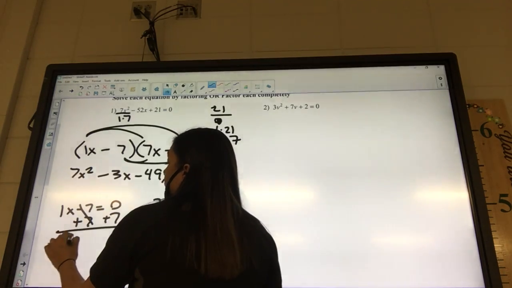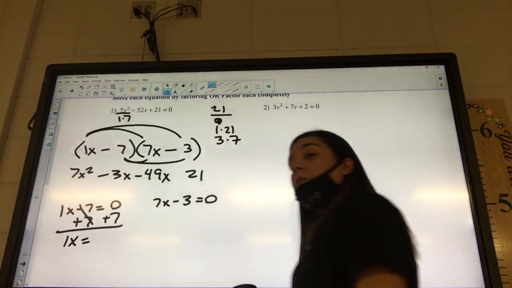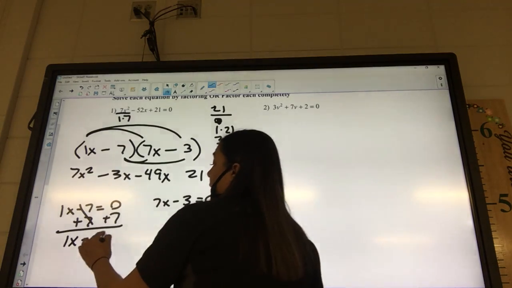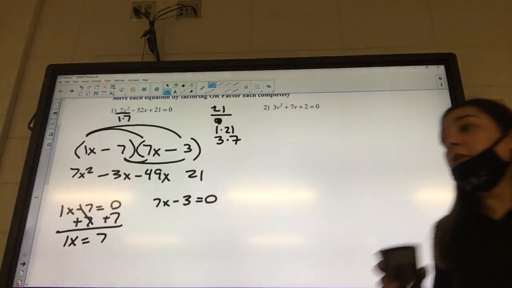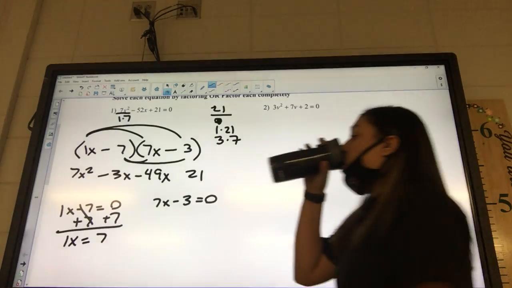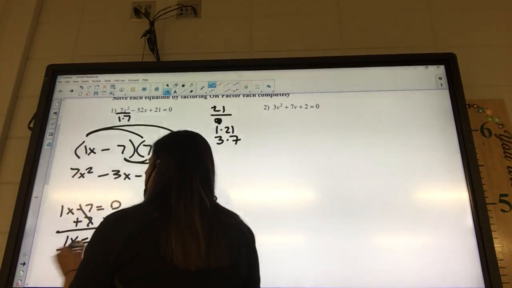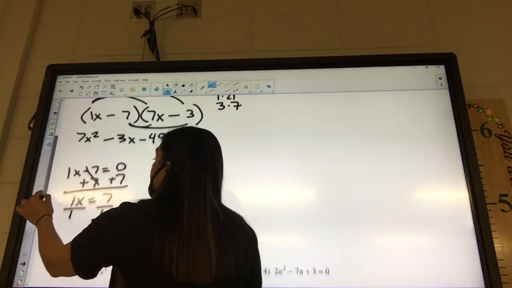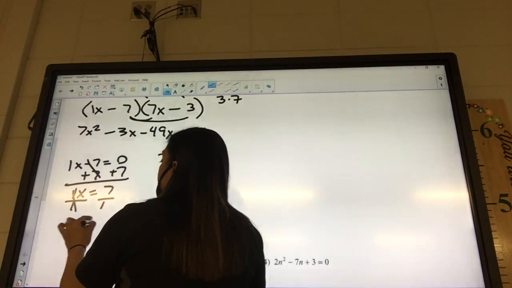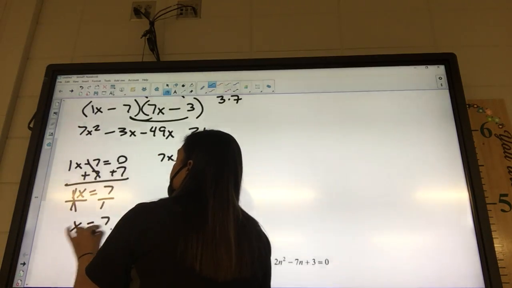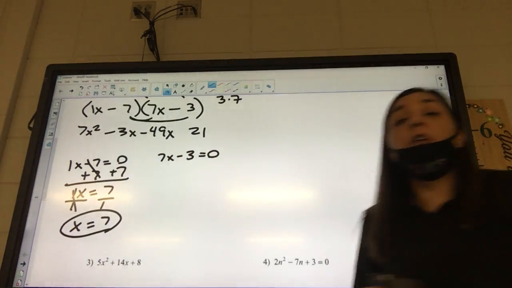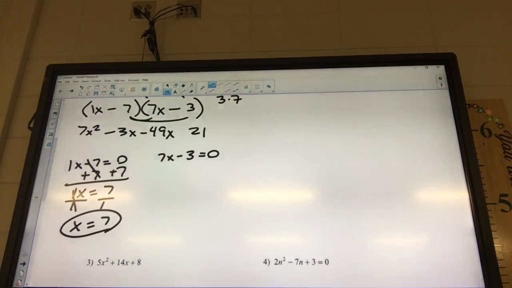Okay, so over here we got 1x. What is 0 plus 7? 7. Okay, what's our last step always? Divide. Okay, so you're going to divide by 1. 7 divided by 1 is what? 7. Okay, so that is one of our solutions.